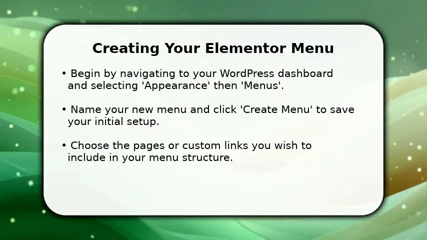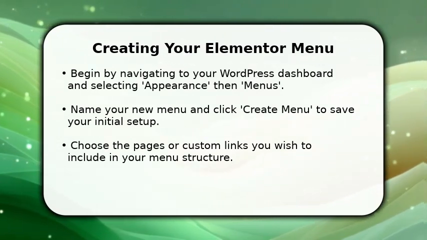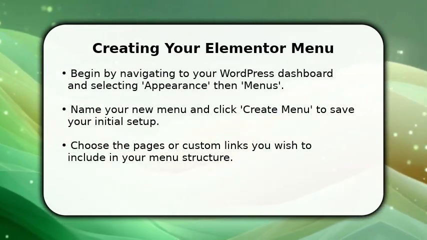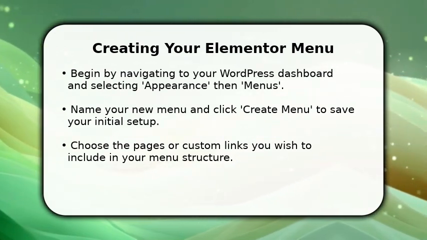In this video, I will show you how to create a menu using Elementor. First, access your WordPress dashboard and find the Appearance section, then click on Menus. You'll want to give your menu a clear, descriptive name, like Main Navigation, and then click Create Menu.